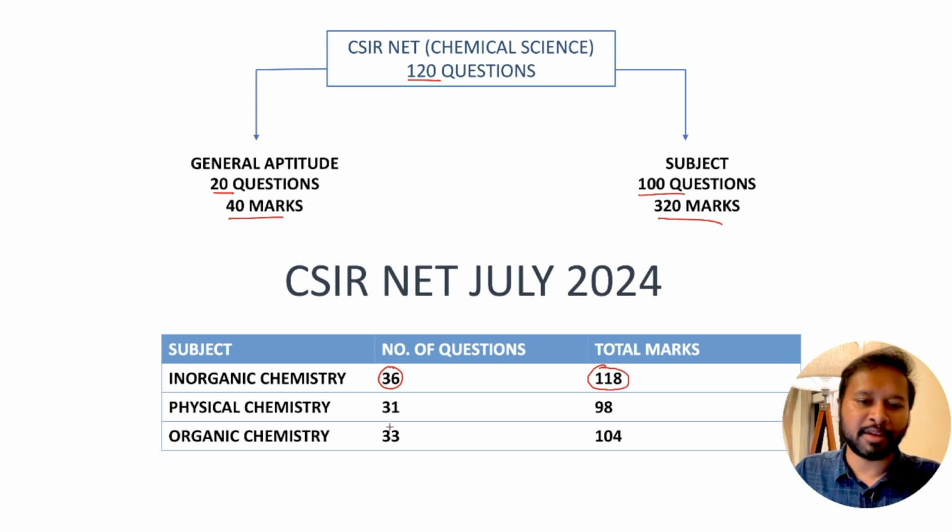Then comes organic chemistry, which has 33 questions, which carried 104 marks. Remember that here I have included part B and part C both questions, so we have added 2 marker and 4 marker combined over here. Physical chemistry was of least weightage, 31 questions of 98 marks, but it was the easiest part of the question paper. Okay, so now let's go into the topics one by one, and let's discuss these topics in detail.